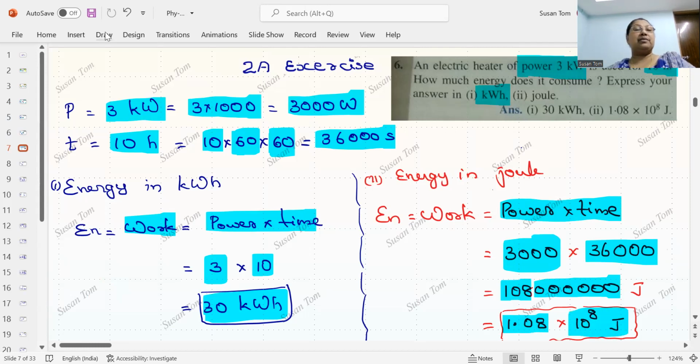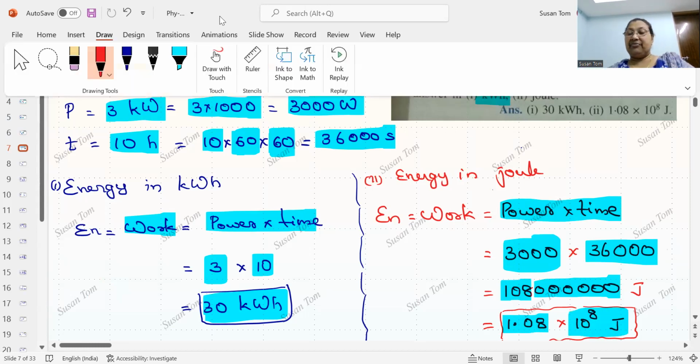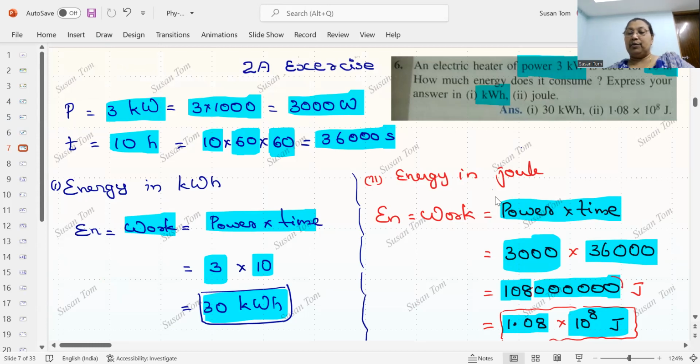How does it come 1.08? You are shifting the decimal place from here 1, 2, 3, 4, 5, 6, 7, 8 places you are shifting. So 10 raised to 8 is coming as the multiplication factor.